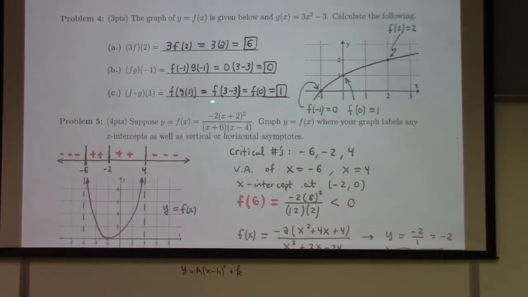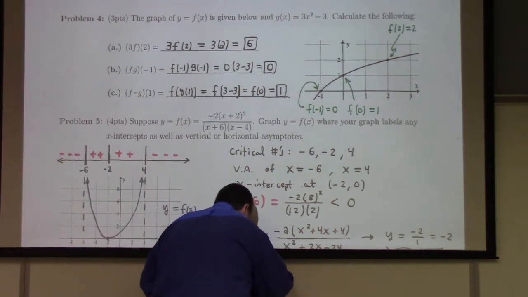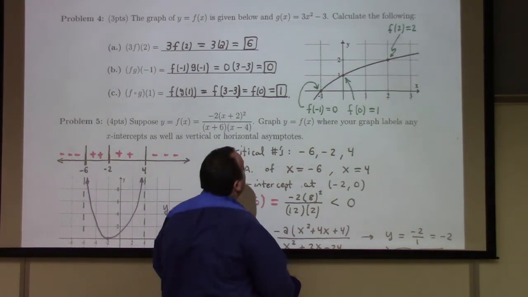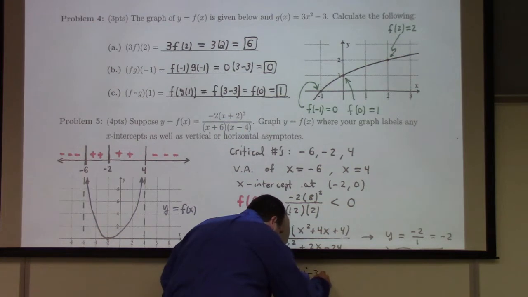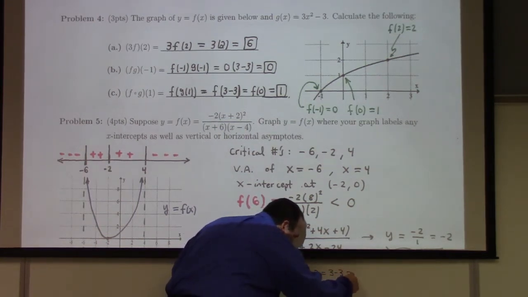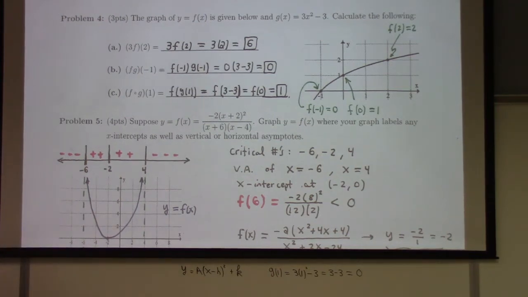Why is it f of 3 minus 3? Because g of 1. So the real question is, why is g of 1 3 minus 3, right? So g of 1 is 3 times 1 squared minus 3, which is 3 minus 3, which is 0. That's why that's there. Because we're looking at f composed with g. So the g of 1 means I have to evaluate the formula for g at 1. Right? And so that gives me 3 minus 3.